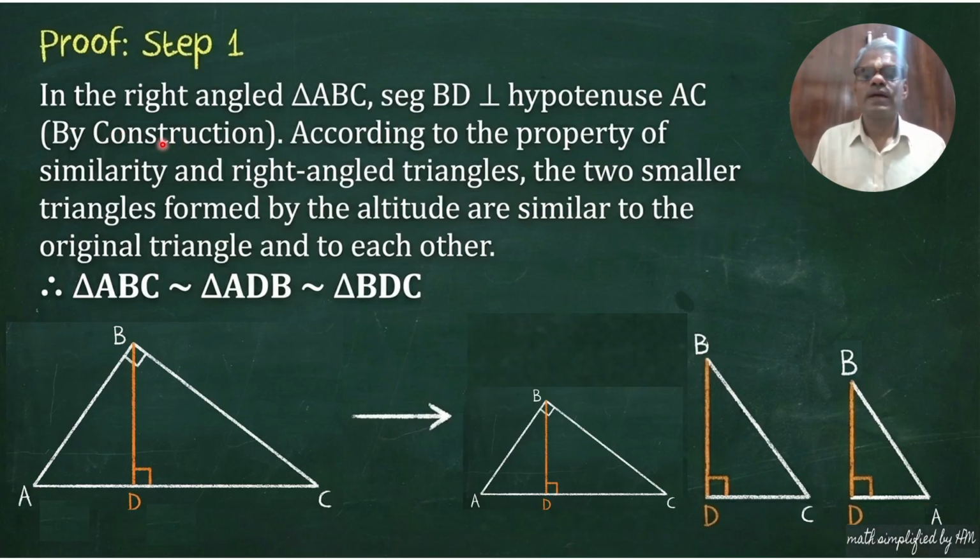Step 1 of proof. In the right angle triangle ABC, segment BD is perpendicular to hypotenuse AC as per our construction. According to the property of similarity and right angle triangles, the two smaller triangles formed by the altitude are similar to the original triangle and to each other. Therefore, triangle ABC is similar to triangle ADB is similar to triangle BDC.